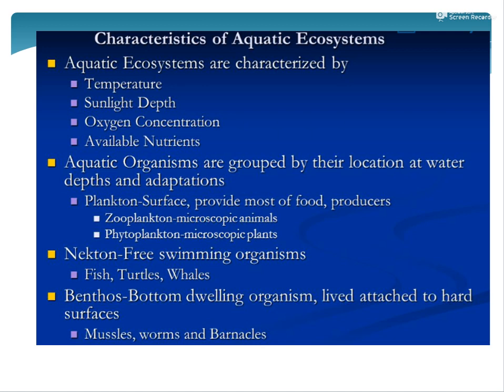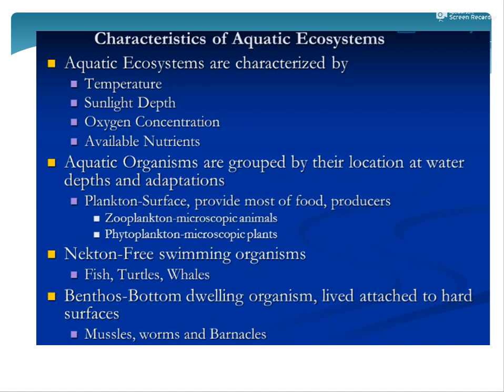And if you consider the aquatic organisms which are growing on the surface, we call them by one name. Those found on the surface, we call plankton. The surface dwelling ones are considered plankton, and if it is a microscopic animal, we call it a zooplankton, and if it is a microscopic plant, we call it a phytoplankton.